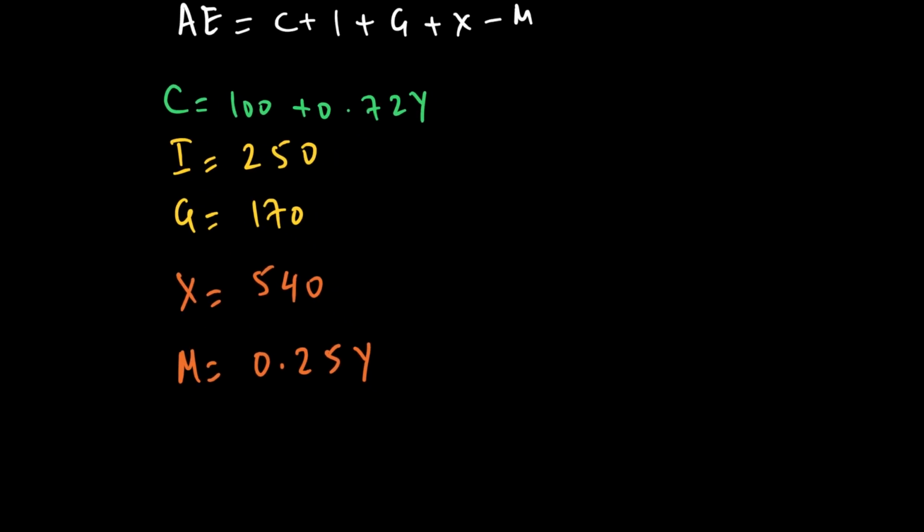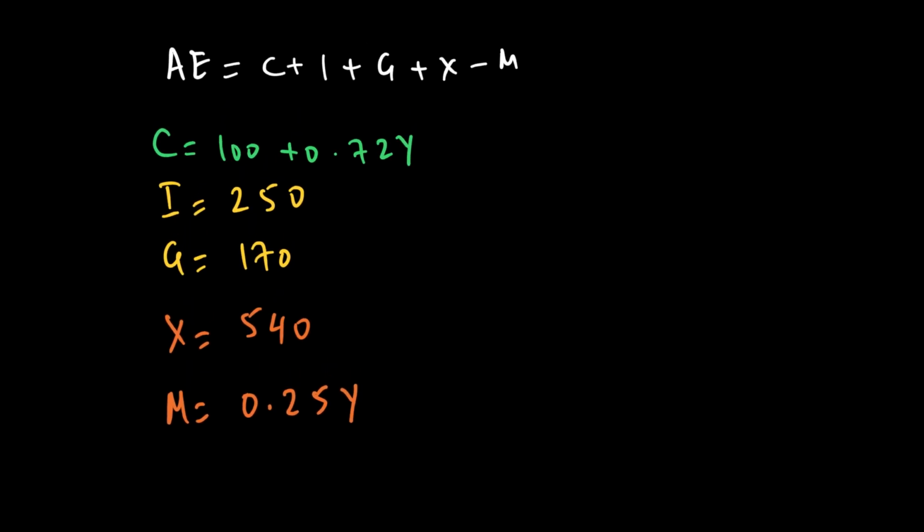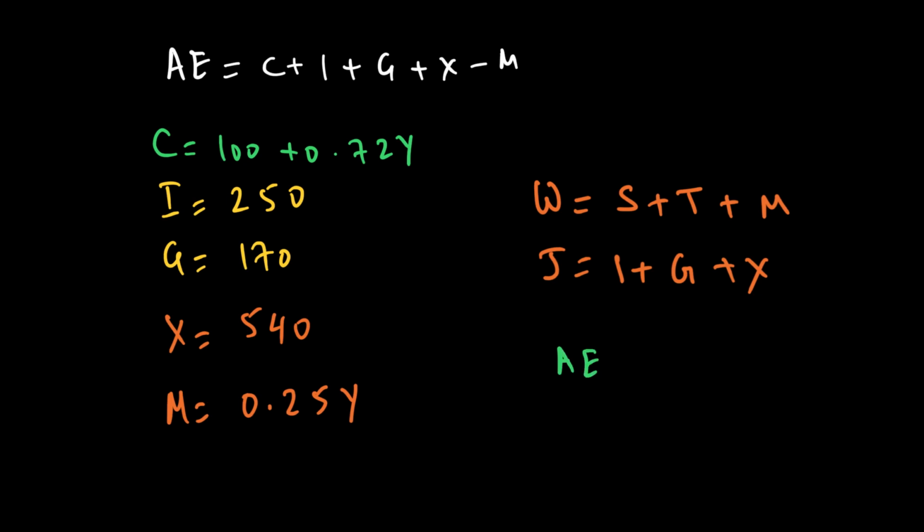Now I want to write other things as well, because remember that AE is equal to C plus I plus G plus X minus M, but we also have the W equation, where W is equal to S plus T previously. Now we'll add one more withdrawal, which is M. Similarly, injections J is I plus G plus X. So now our model is complete, where withdrawals are S plus T plus M and J is I plus G plus X. In equilibrium, we know AE must equal Y. That's one equation. And the second equation that we need to remember is that W must equal J.